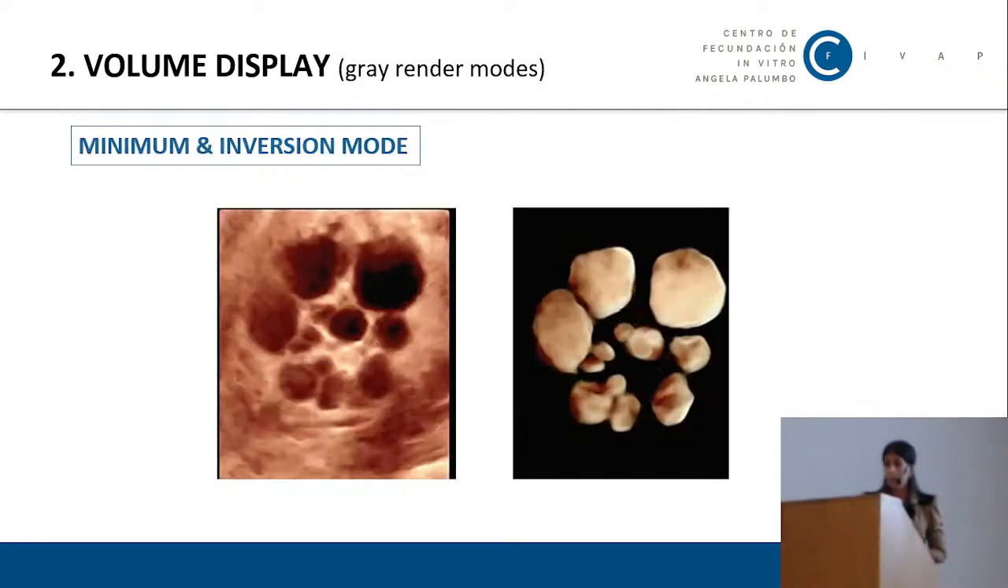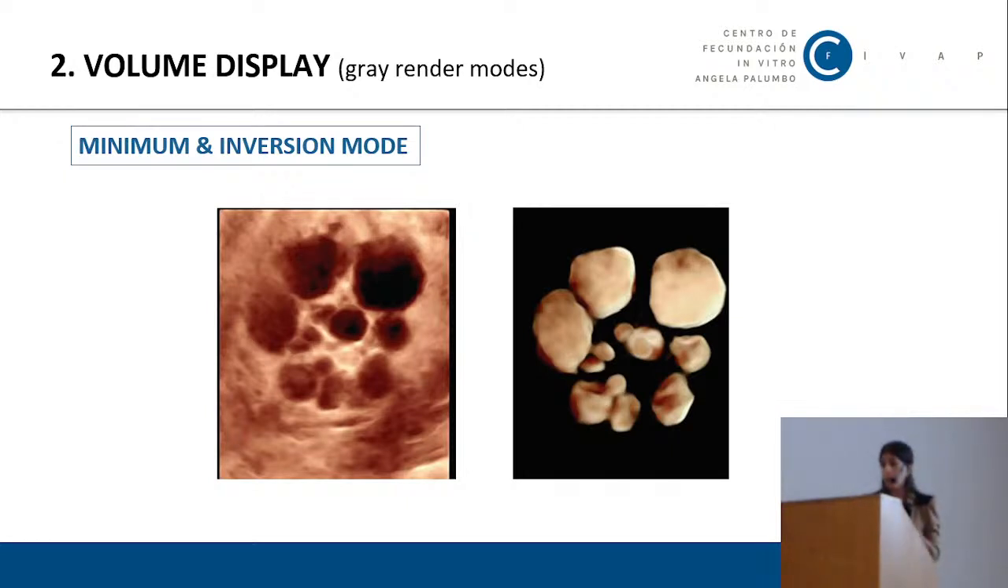The minimum and inversion mode. In the minimum mode is this one here. Only the gray scale is displayed. So if there is a cyst or anechoic area, it won't be shown on the 3D plane. And this is very useful, as it can be applied for a demonstration of vessels, hollow structures, or cystic structures. This is polycystic kidney.